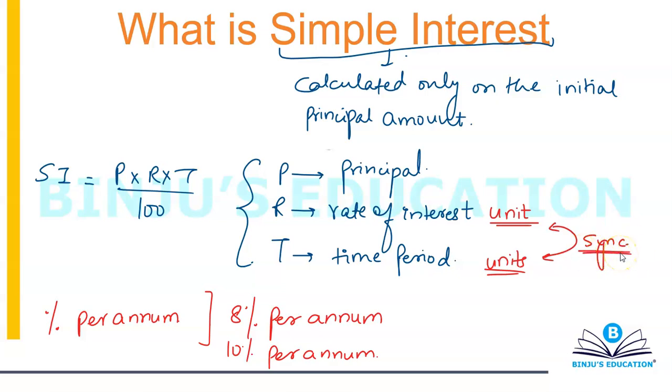That basically means that if your rate of interest is in percent per annum, you'll have to take time in years. And if the unit of rate of interest is in percent per month, then you have to take time in months, or vice versa.